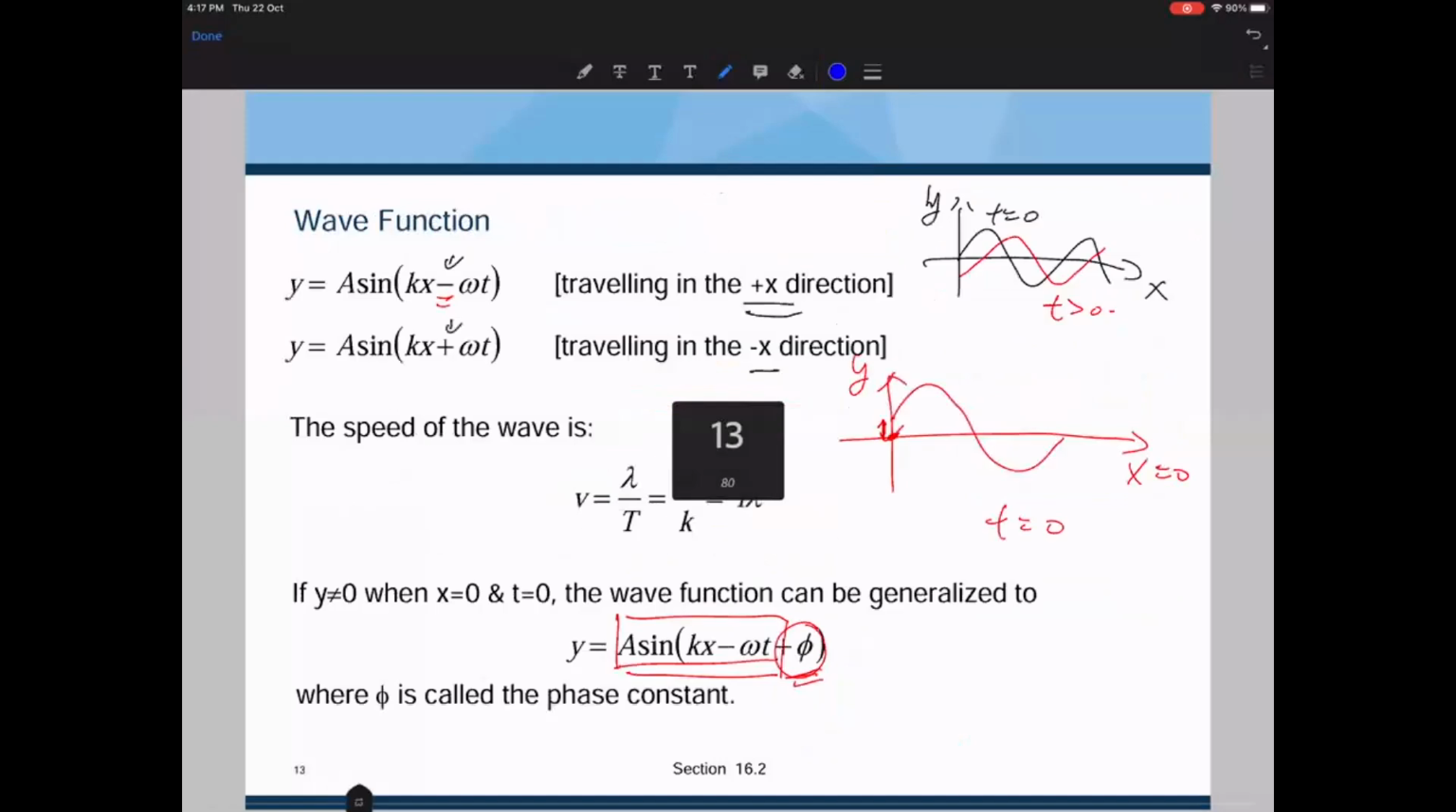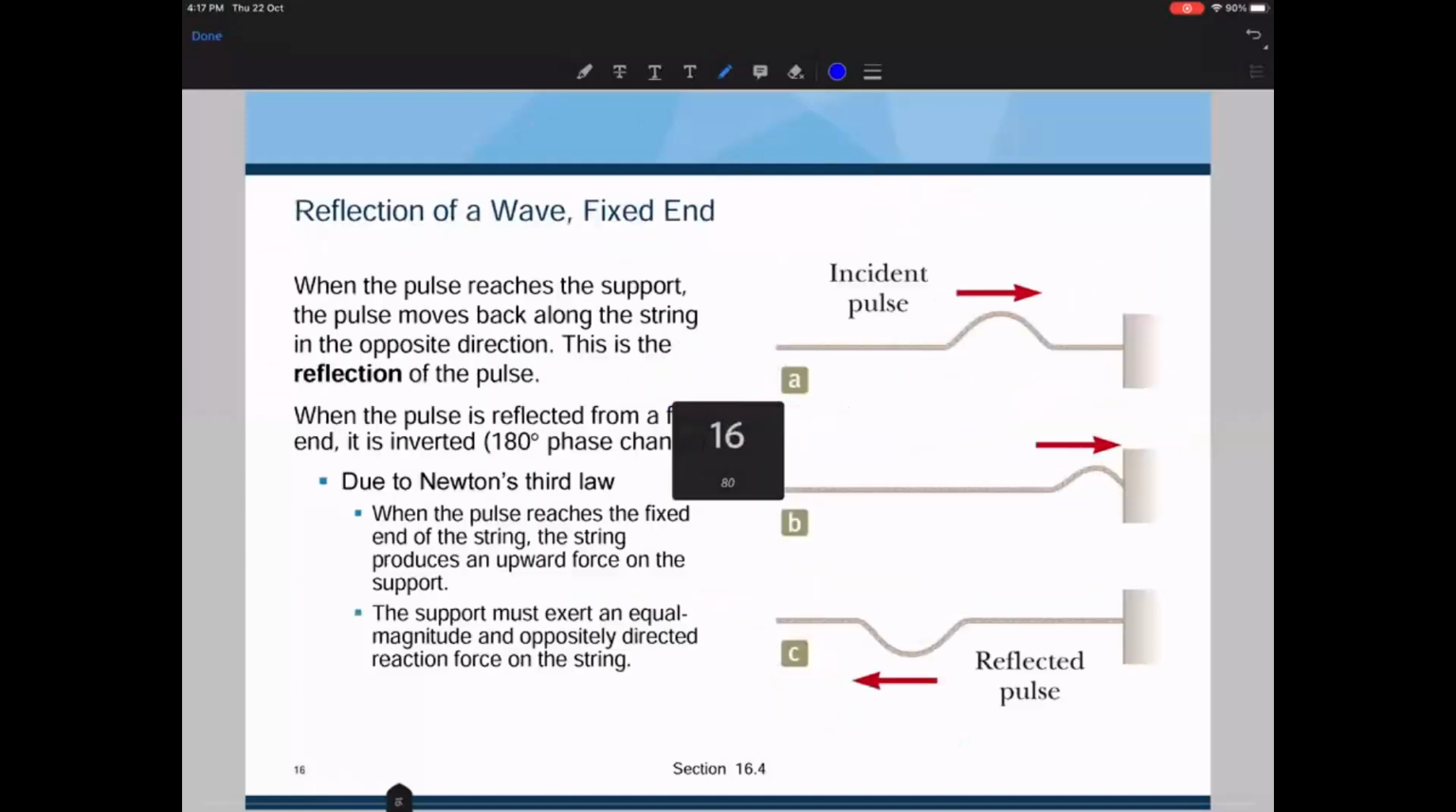Now, just before the break, let us take a look at the final topic in chapter 16. That is concerned with the reflection of the wave when the end is fixed or free to move. The idea is basically borrowed from Newton's third law. Suppose the particles in the wave are displaced, for example, in the upward direction. So here you see the particles are displaced upward while the wave travels from left to right.